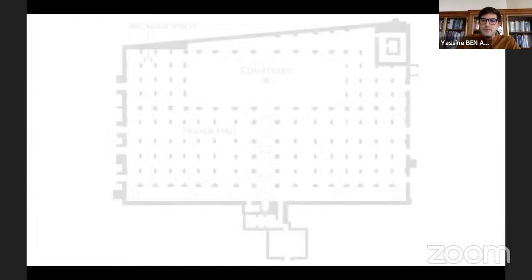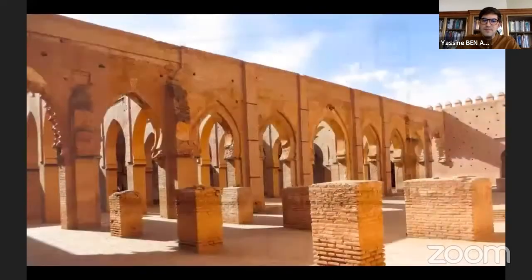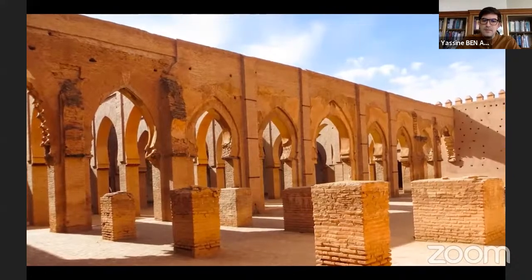Morocco's mosques have 3 distinctive features. The first is its courtyard-style design. Here, an open-air courtyard gives way to a prayer hall filled with row upon row of horseshoe-shaped arches. The repetition communicates infinity, a symbol of the divine.